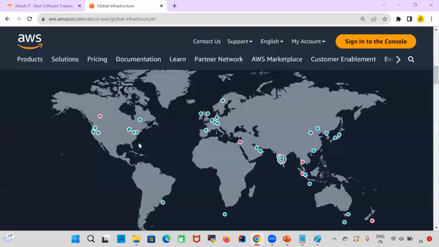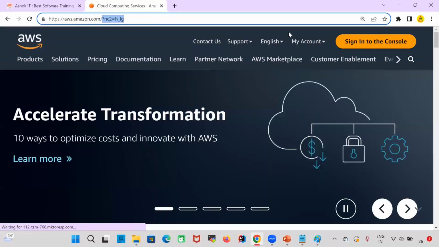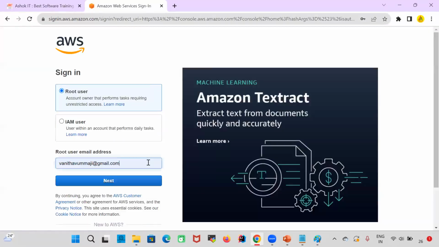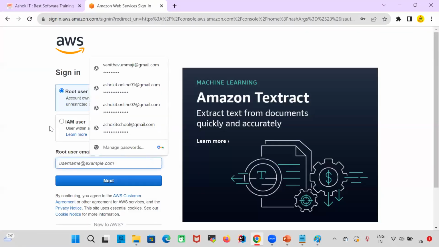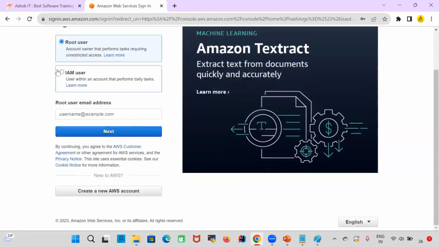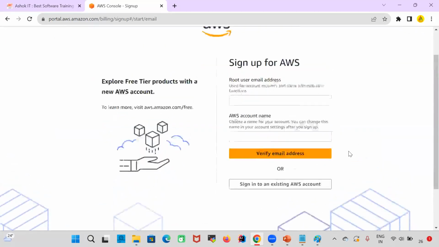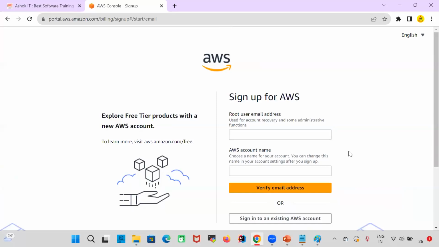Now, in order to use the AWS cloud, there is a website called aws.amazon.com. We need to go to this website and create an account in the AWS cloud. If you want to use the AWS cloud infrastructure, you need to go to the AWS website and create an account. When you go for AWS account creation, they will ask for your credit card or debit card.